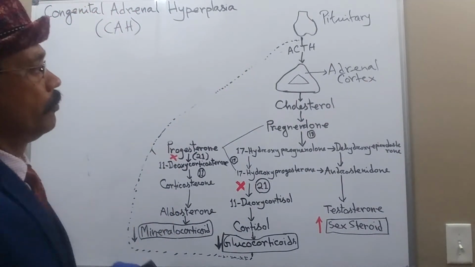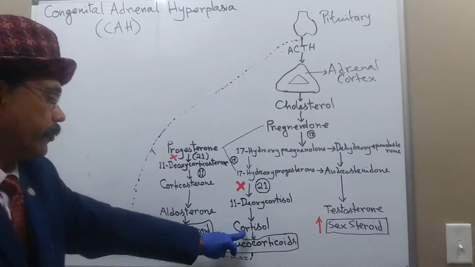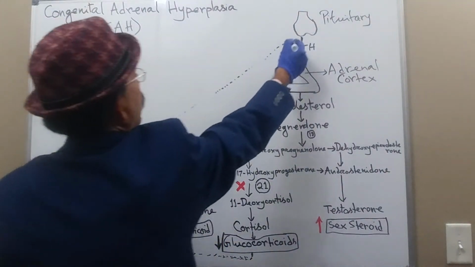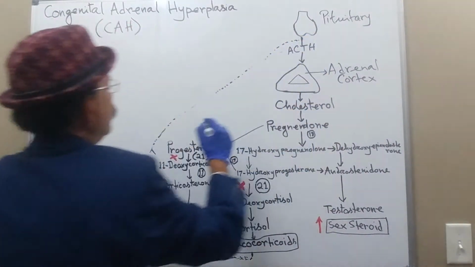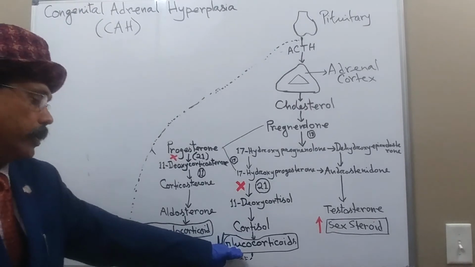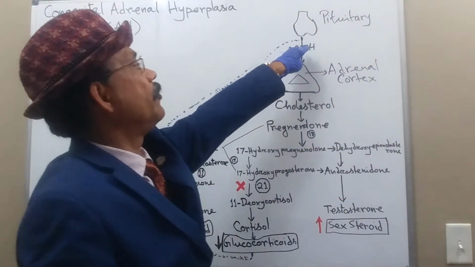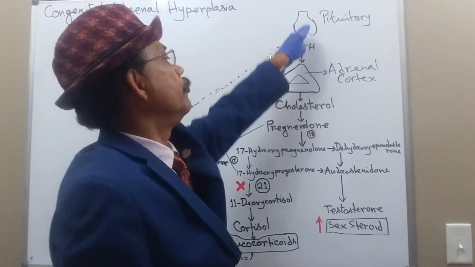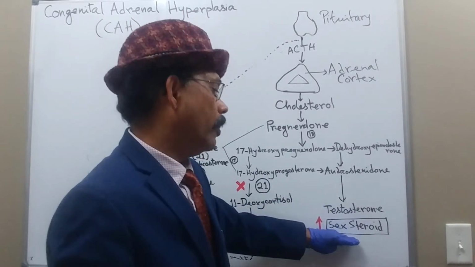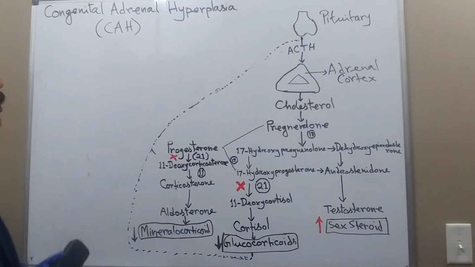So what is the problem? The problem is that due to lack of cortisol production and lack of mineralocorticoid, the anterior pituitary is stimulated to produce more ACTH because of the feedback mechanism. If there is less glucocorticoid or mineralocorticoid, then by feedback mechanism ACTH will be released from the anterior pituitary. That will stimulate this system and increase the level of sex steroids. So this is the way it works.